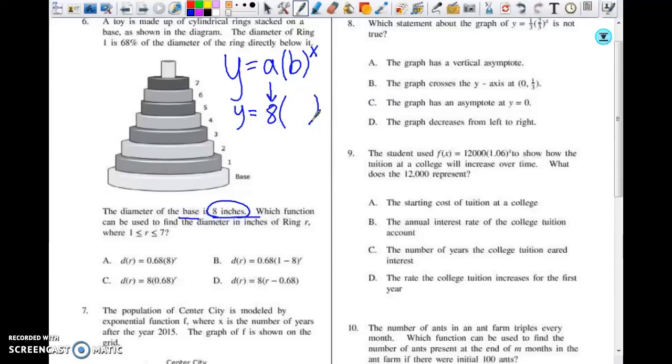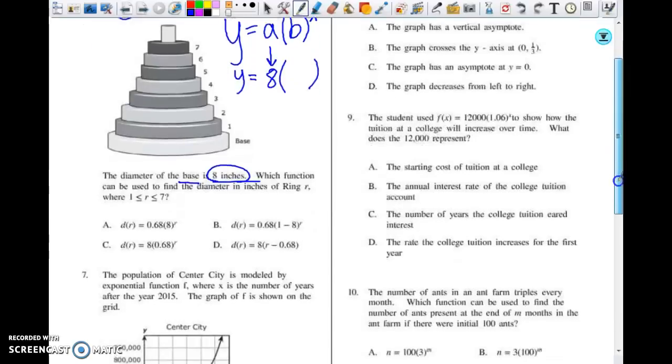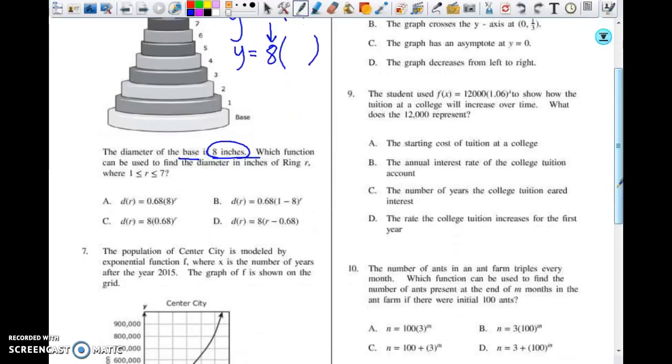Now, this question was a little tricky, because a lot of you are gonna like, oh, my percent is 0.68. So first of all, let's eliminate. I know that my A should be 8. So can it be this one? No. Can it be this one? No. Right? So I'm looking at these two.